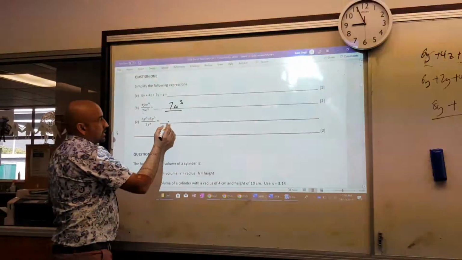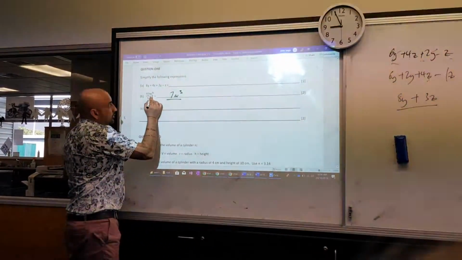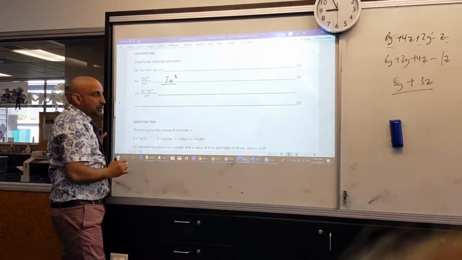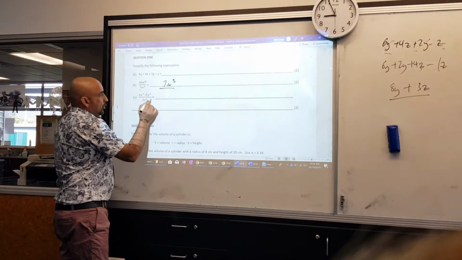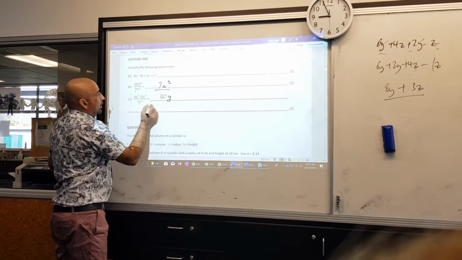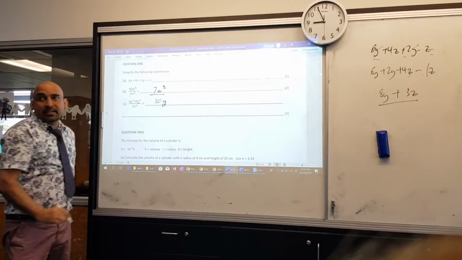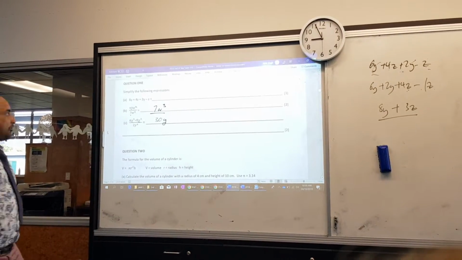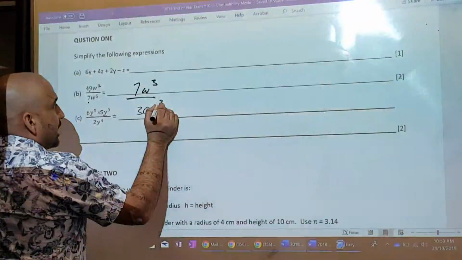Here, as I said, when you divide and the base is same, you minus the powers. When you multiply, you add the powers. So 6 times 5 is 30. Y, this time you are multiplying and the base is same. So it's 3 plus 5, which is 8.